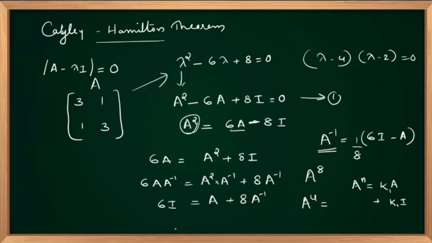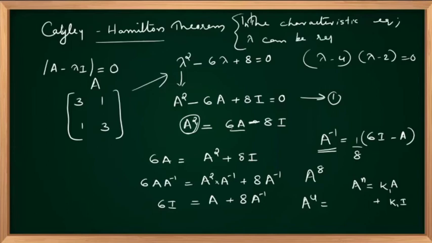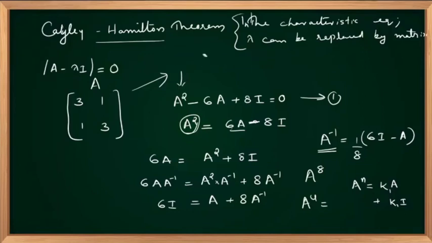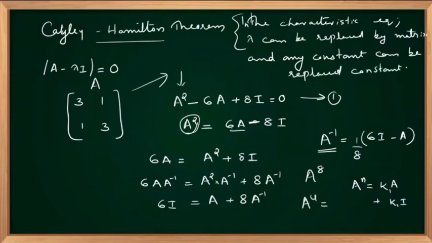So we'll see some problems based on this. You should note it down. The Cayley-Hamilton theorem says that in the characteristic equation of a matrix, lambda can be replaced by the matrix, and any constant can be replaced by constant times I. I represents the identity matrix of the same order.